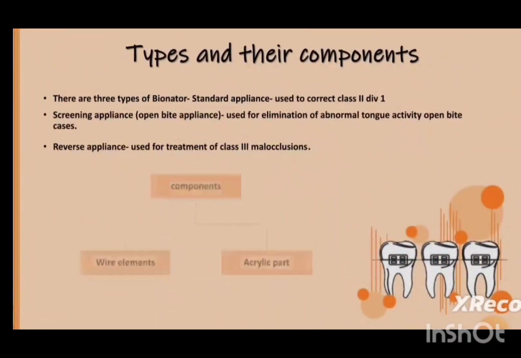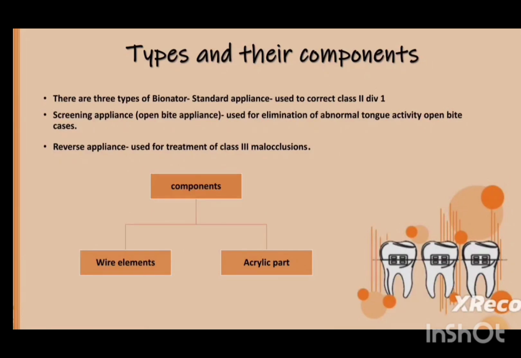Now, let's talk about the types and their components. Bionators are basically of 3 types. The first is the standard appliance, which is advocated in class 2 division 1 cases mostly. Second is the screening appliance or the open bite appliance. It is used for elimination of abnormal tongue activity and in open bite cases. And the third is the reverse appliance, which is used for the treatment of class 3 malocclusions.